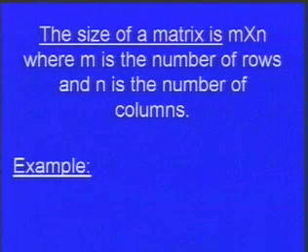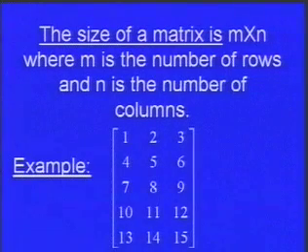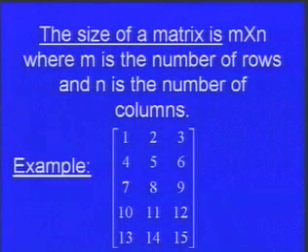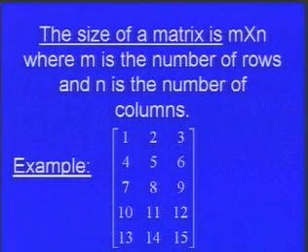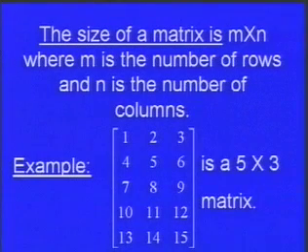Okay, for example, if you have the matrix where the first row is 1, 2, 3, second row is 4, 5, 6, third is 7, 8, 9, fourth is 10, 11, 12, and fifth is 13, 14, 15. How many rows did I just say? 5. Okay, what about how many columns are there? There was the first column, second column, third column. Okay, so that's what size? It's 5 by 3. Okay, rows, then columns.